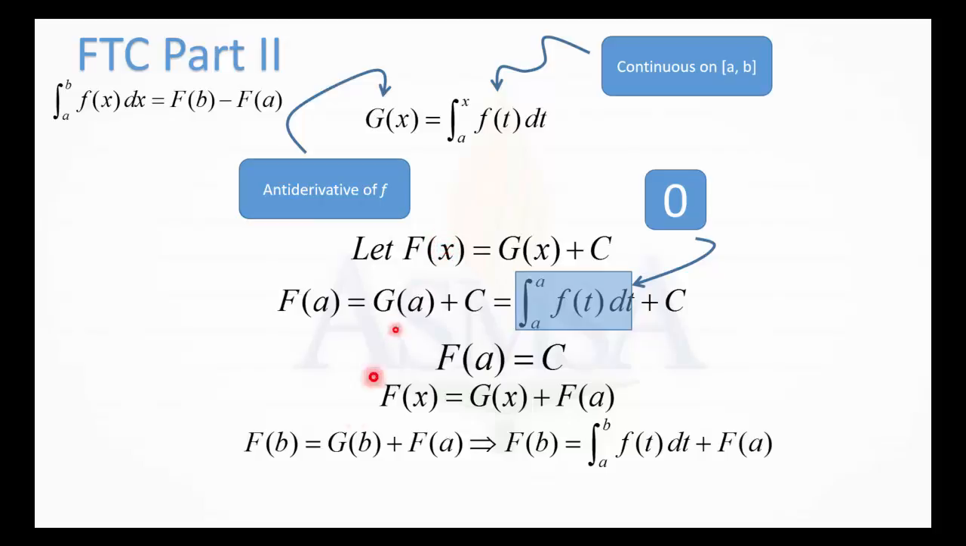Now let's go the next step and plug in b for x. Okay, so I plugged in b into the function, and now I get G of b plus F of a. See, just plugging into the function. That means that F of b is equal to the integral from a to b of f of t dt, just plugging into the original up here, plus F of a. Now if I subtract F of a from both sides, I have the integral is equal to F of b minus F of a. Now that is precisely what I wanted to prove. That's what I was trying to prove up here, and that is the end of the proof.